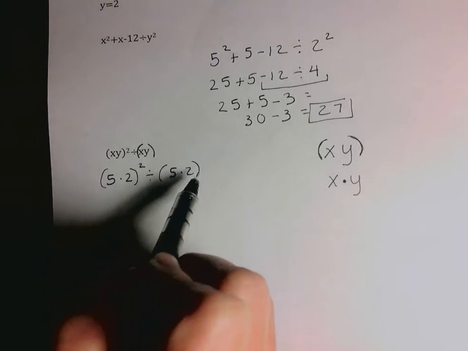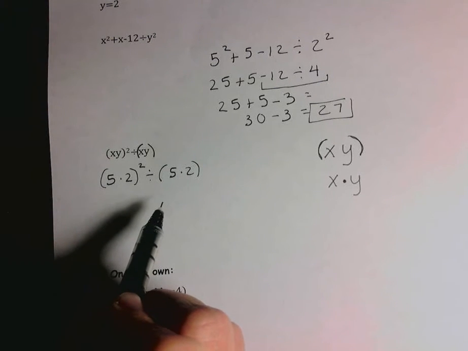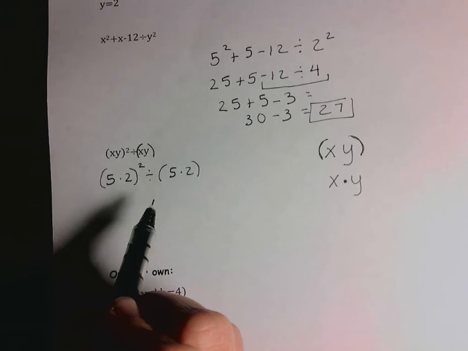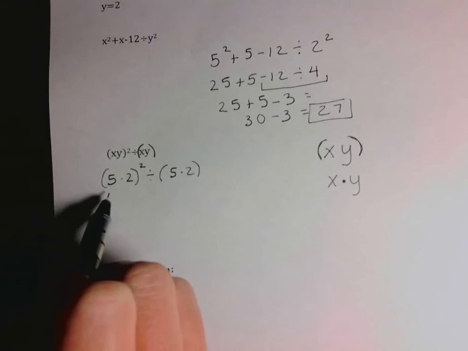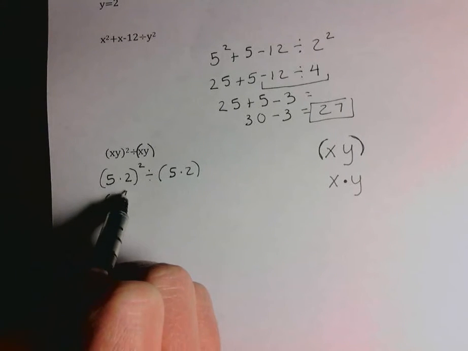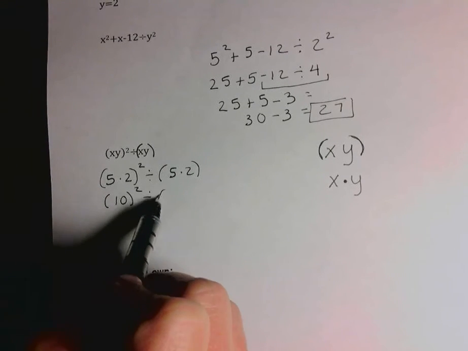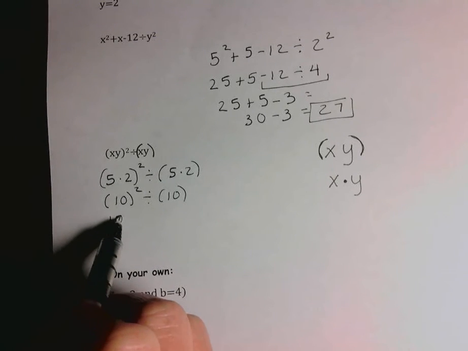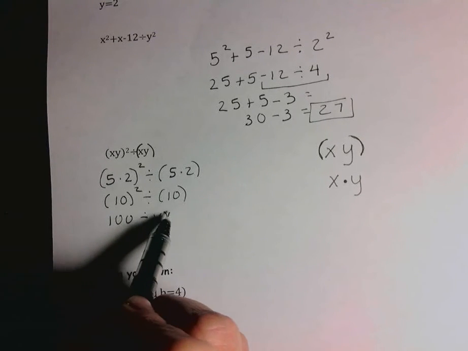And you can see how if you didn't group them together, because of order of operations, you would get a completely different answer. Now I'm going to simplify inside my groups first. Then I'm going to deal with my exponents and then my division.